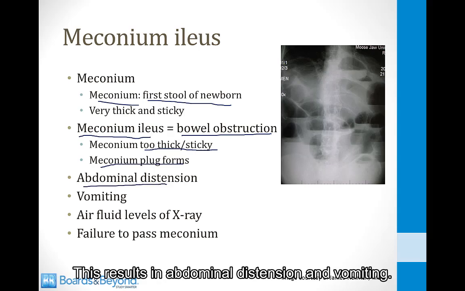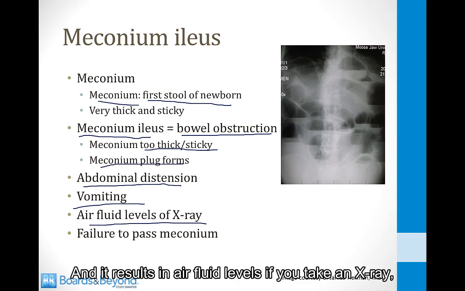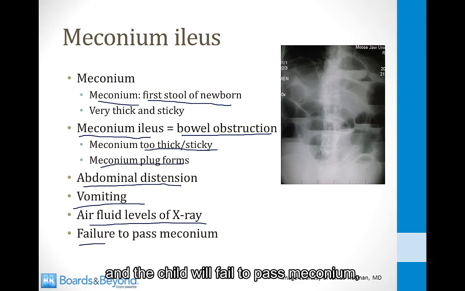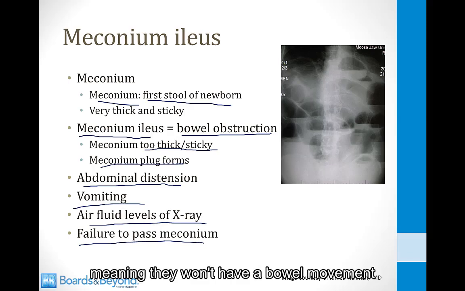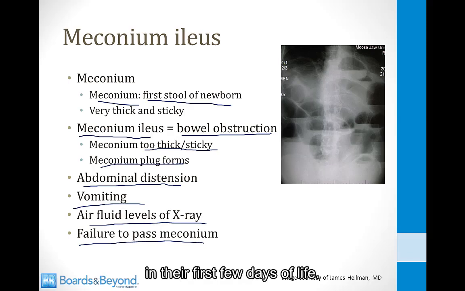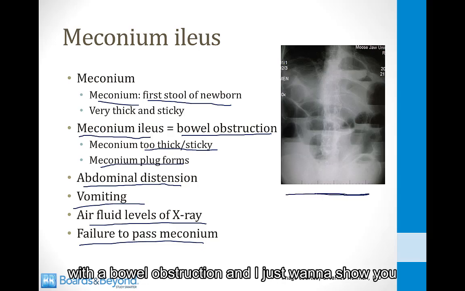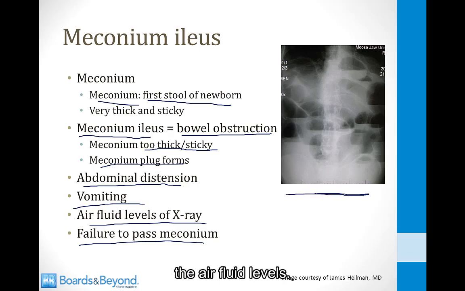This results in abdominal distension and vomiting, and it results in air fluid levels if you take an X-ray, and the child will fail to pass meconium, meaning they won't have a bowel movement in their first few days of life. And if you look over here at the right, this is an X-ray from an adult with a bowel obstruction, and I just want to show you the air fluid levels.